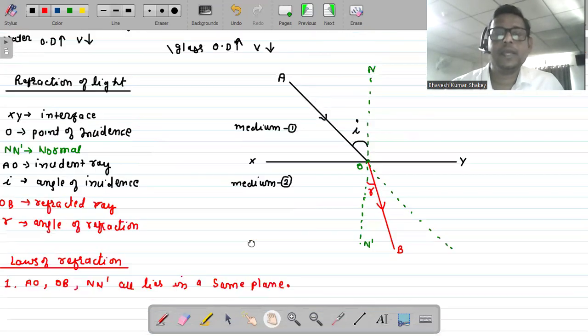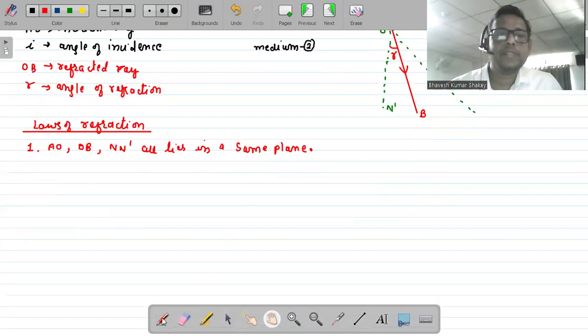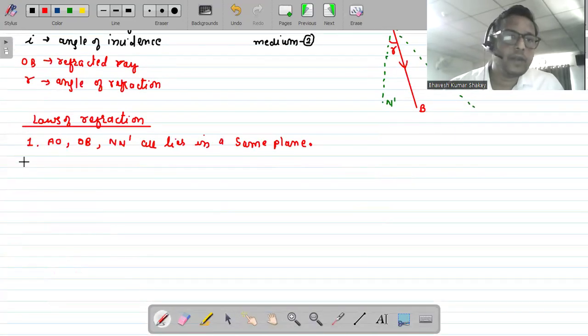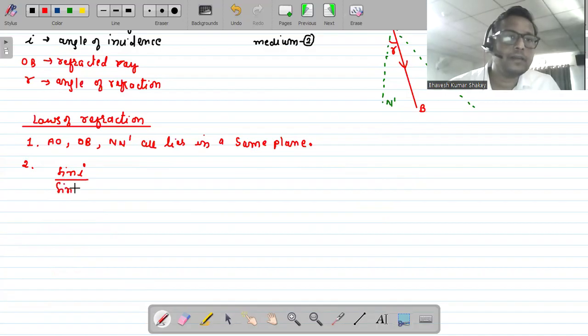Understand? You can see this diagram. If I consider this screen as a two-dimensional plane, with this as the horizontal axis and this as the vertical axis, you can easily understand that this incident ray, this refracted ray, and normal all lie in the same plane. Now the second law: the sine of incident angle, sine i, or I can say the ratio of the sine of incident angle to the sine of refracted angle always remains constant.